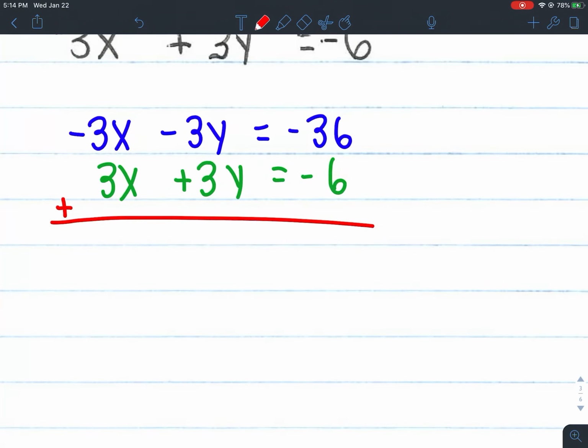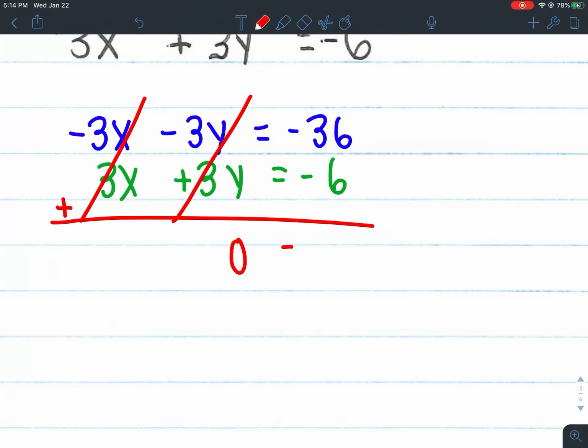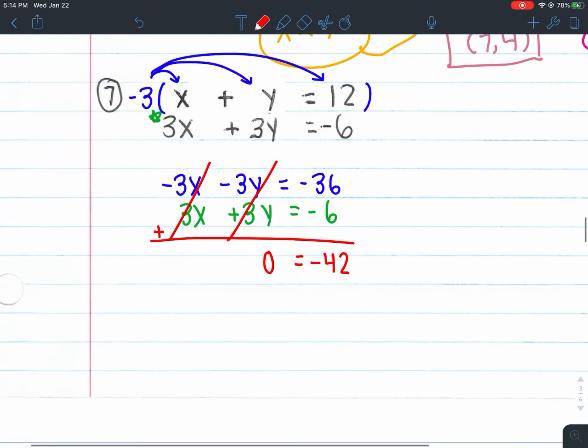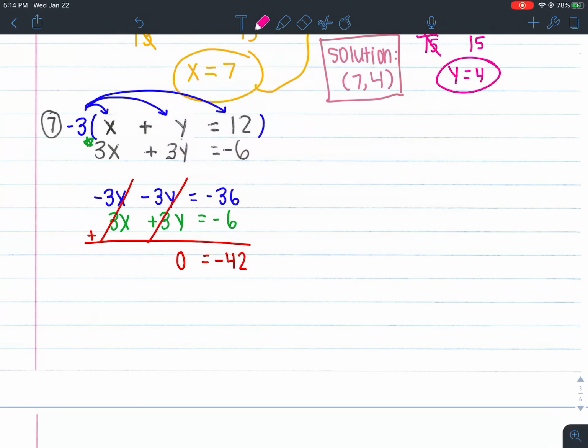So go ahead and add those. Negative 3x plus 3x is 0. Those cancel, they eliminate. Negative 3y plus positive 3y is 0. So that also eliminates. So what do I have on this left side? I have a 0. Equals, well, what's negative 36 plus negative 6? Negative 42. Does 0 equal negative 42?